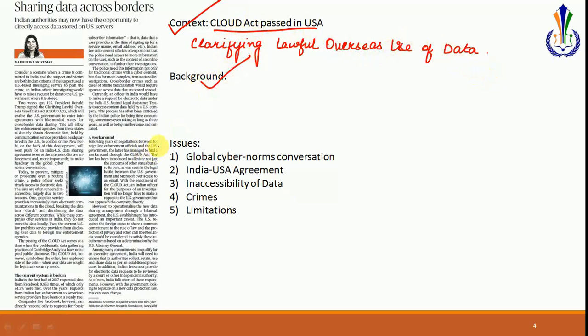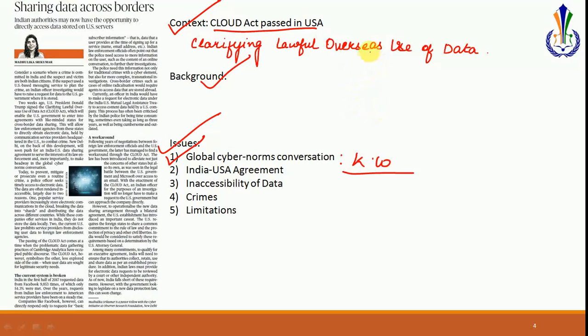Now coming to the issues which are important, the first issue is with regards to the global cyber norms conversation. This is a key word which should be used in your answers. Now by this global cyber norms conversation simply means that globally there is a demand that there should be conversation within countries to achieve some universally acceptable norms on cyber crimes. So in that context, this is a major development that now countries will get associated with the US and they will be able to get data from US for the crimes which they want to investigate.